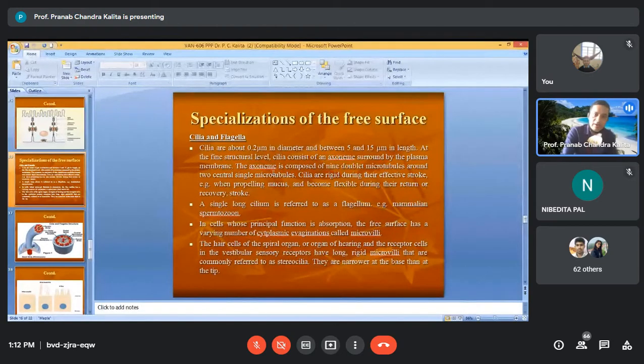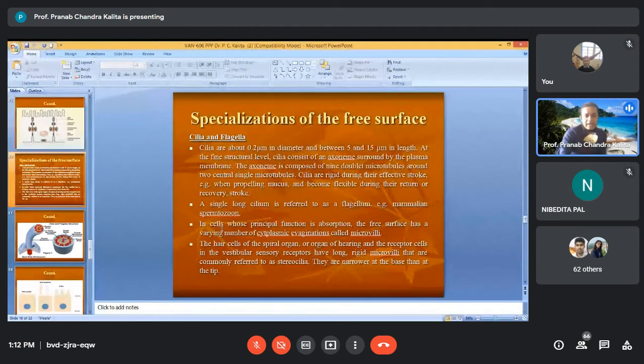Now what is the flagella? A single long cilium is referred to as flagellum. You will find it in the mammalian spermatozoa. So cilia means it consists of axoneme surrounded by the plasma membrane. Now what is flagella? The single long cilia. It is called the flagella.